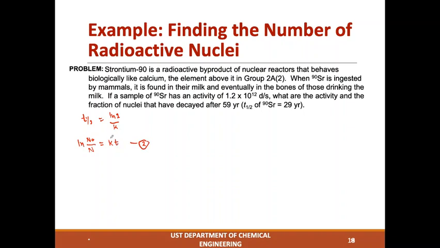However, first, we need to figure out what k is. Now, to find k, we can use equation 1, because we know the half-life of strontium-90. The first strategy here is to find k. We can relate k using the first equation, and k is equal to the natural logarithm of 2 divided by the half-life. And we know that the half-life of strontium-90 is 29 years.